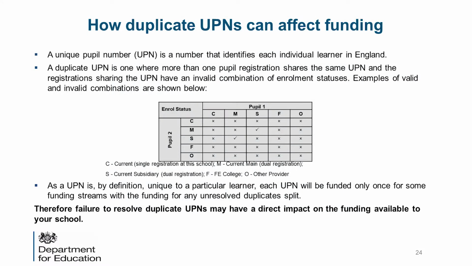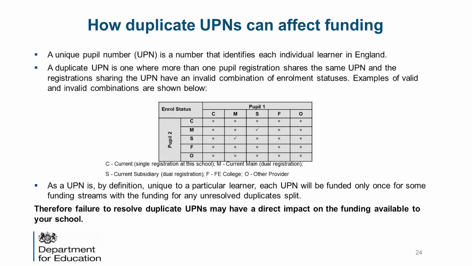A unique pupil number, or UPN, is by definition unique to a particular learner, and each UPN will be funded only once, with the funding for any unresolved duplicates split for some funding streams. A duplicate UPN, that is, a UPN which has a registration at more than one establishment where the combination of enrolment statuses is invalid, may have an impact on the funding available. The slide shows examples of all valid and invalid combinations of enrolment statuses.